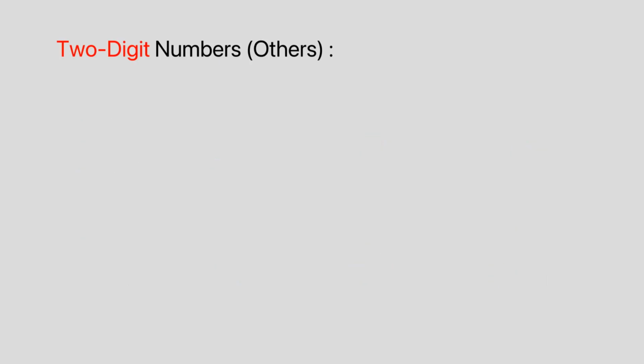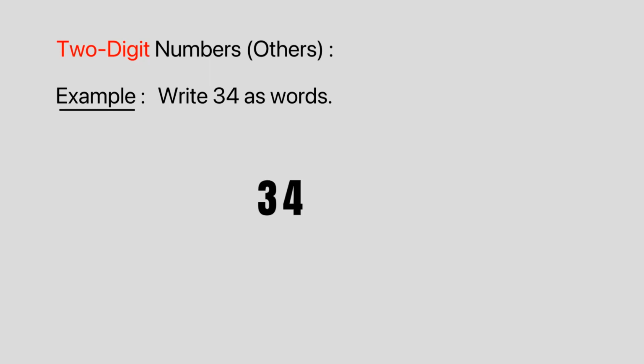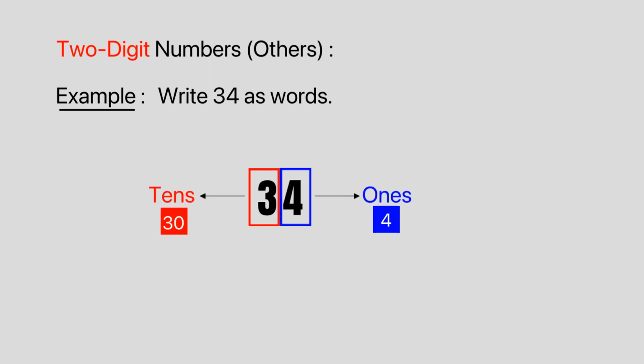To write the other two-digit numbers, write down the tens bit as words, then the ones. Example. Write this number as words. Are you ready? Let's go. We write the tens bit first, which is 30, and then the ones bit 4. So, it is 34. Amazing!